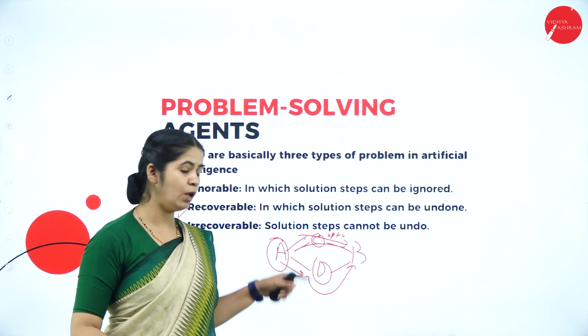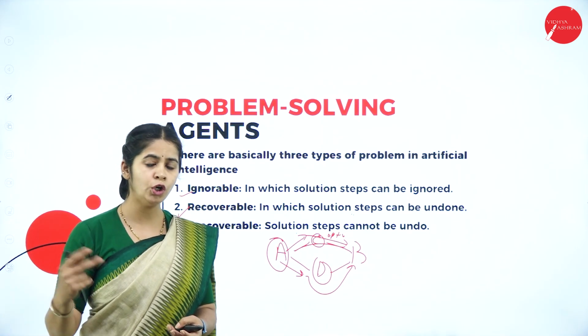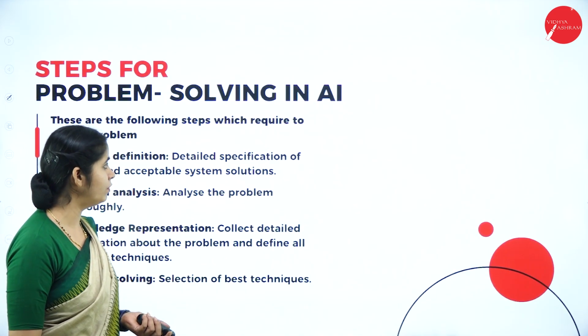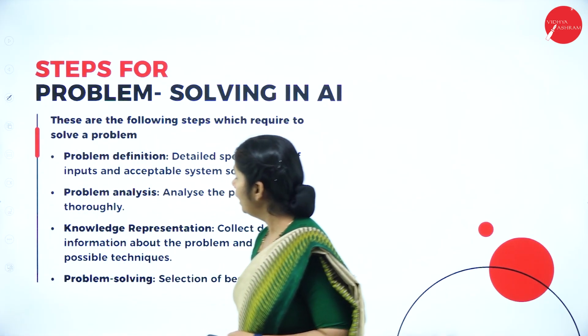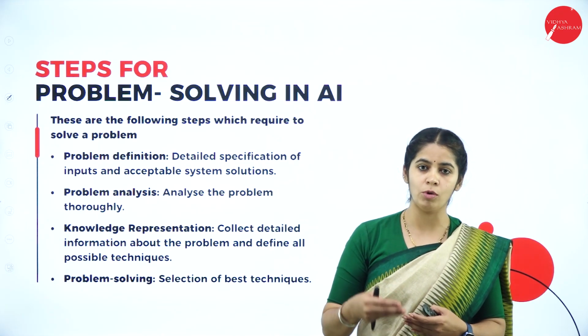In irreversible, you don't have a U-turn, you have to go straight and take another path to reach the goal. That is called an irreversible problem. These are some of the types of problems we have. Then, steps for solving the problem: how we can solve the given problem.